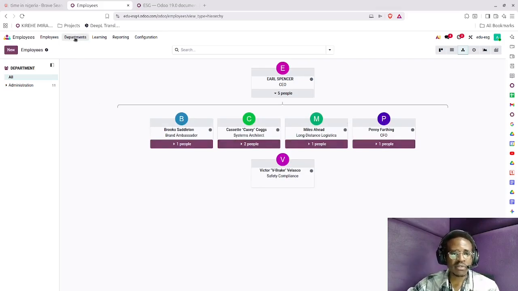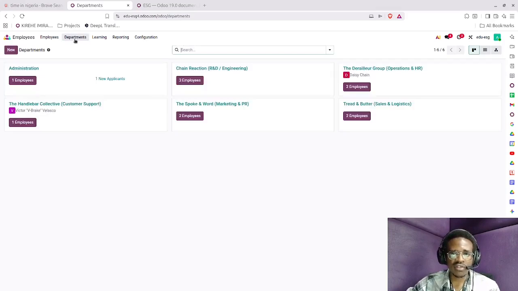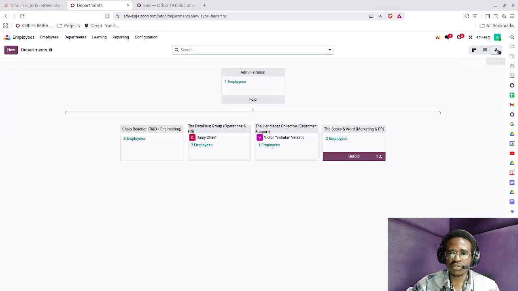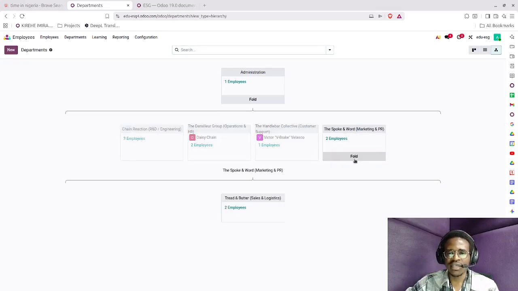Let's go to departments and see how they're headed and how they're structured. So I have 6 departments. How are they structured? I'm just going to set it like this. And I can see that there's administration, chain reaction, the derailer group, the handlebar collective, the spoken word. And if I go down here, I can see there's thread and butter. So basically ensure that your structures are working.